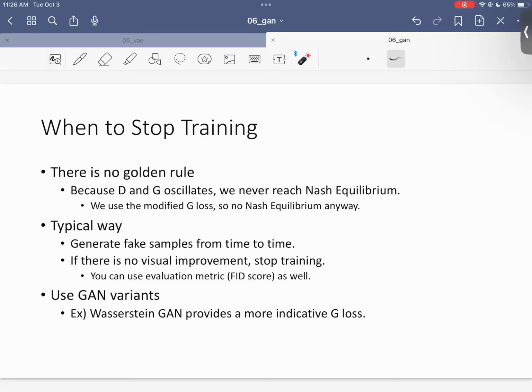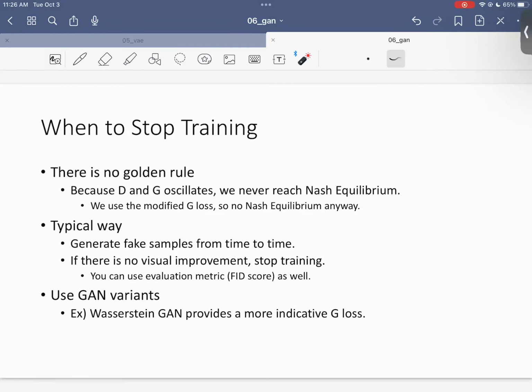I'll get to that later. When the model is in equilibrium, can we switch back to a min-max game training? That means, like, when we start with max, can we switch back to min-max?